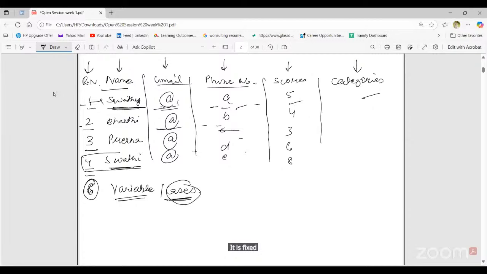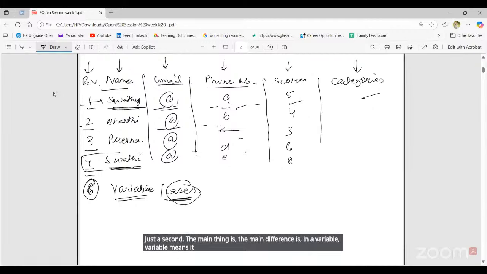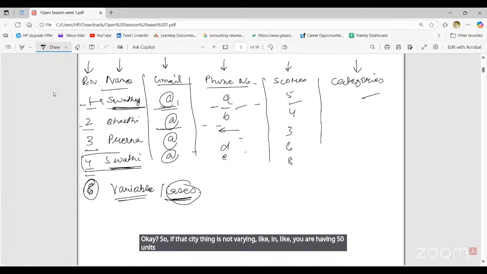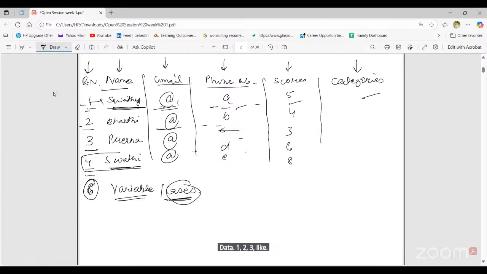Okay, the main thing is the main difference is in a variable, and variable means it should vary. If that city thing is not varying, like you are having 50 units, in the sense you are having 50 data, 1, 2, 3, like 50 data, and in that 50 data you are having whole Chennai, then that column is not a variable. Okay, that's it.